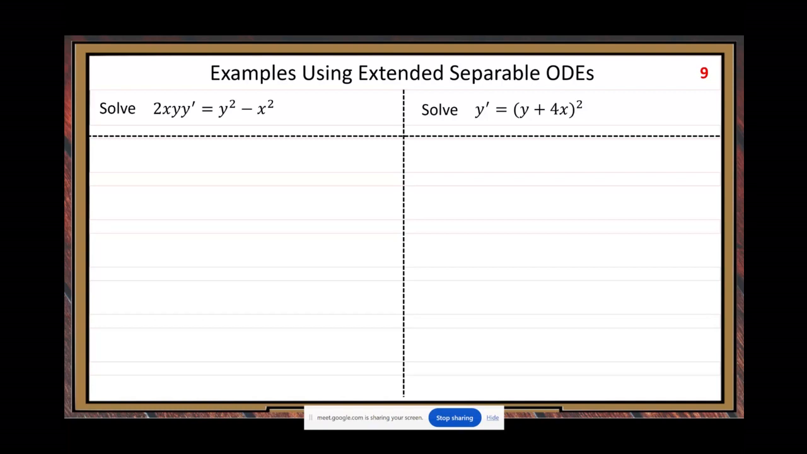The first one also: you couldn't see a y over x structure, right? There is no y over x structure. But you can write y prime equals a fraction form. After simplification, you can get a y over x structure.